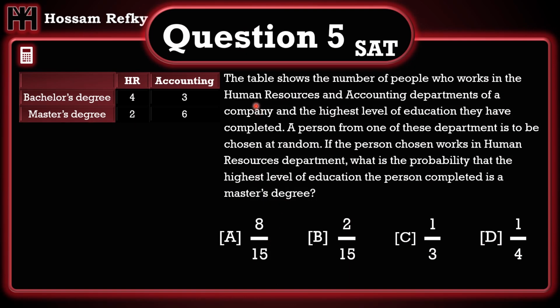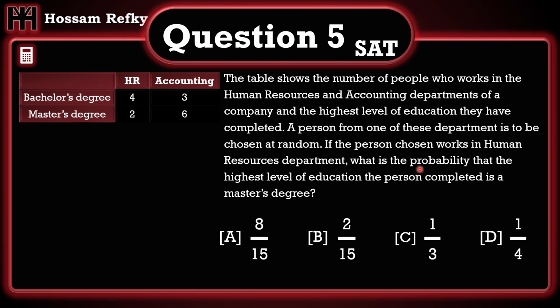Question 5. The table shows the number of people who work in the human resources and accounting departments of a company and the highest level of education they have completed. A person from one of these departments is to be chosen at random. If the person chosen works in the human resources department, what is the probability that the highest level of education the person completed is a master's degree?